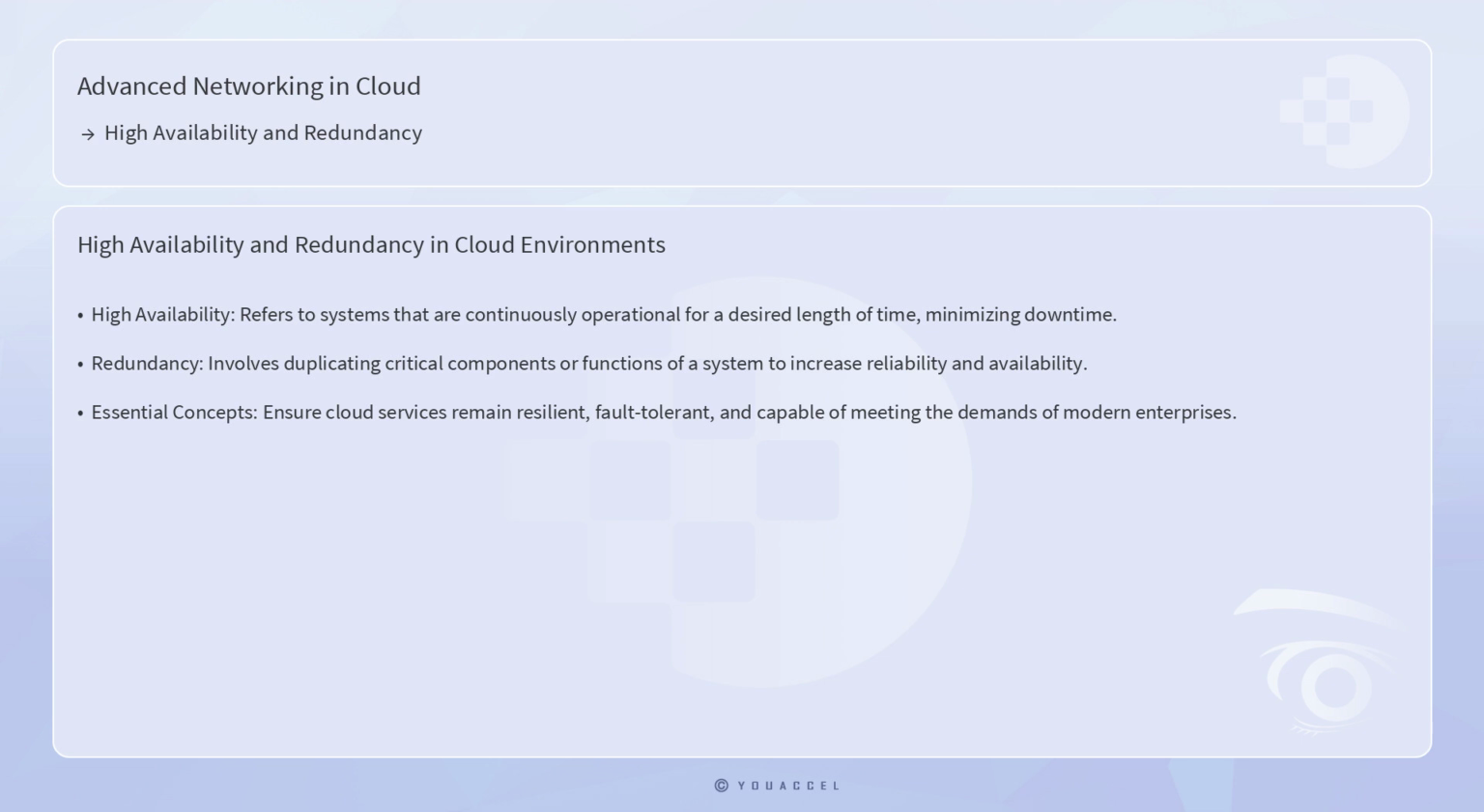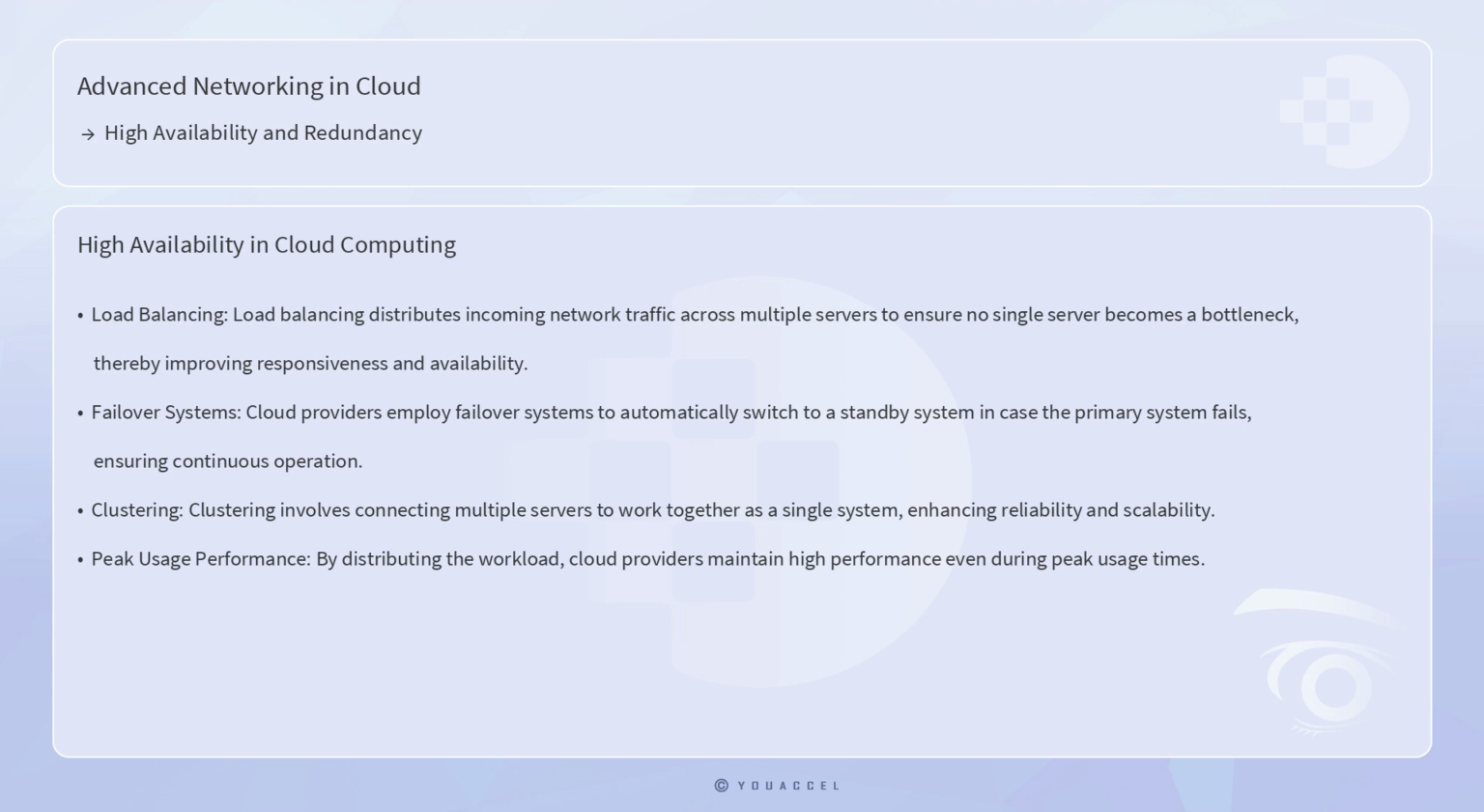Redundancy, on the other hand, involves duplicating critical components or functions of a system to increase reliability and availability. These concepts are essential for ensuring that cloud services remain resilient, fault-tolerant, and capable of meeting the demands of modern enterprises. High availability in cloud computing is achieved through various strategies, including load balancing, failover systems, and clustering.